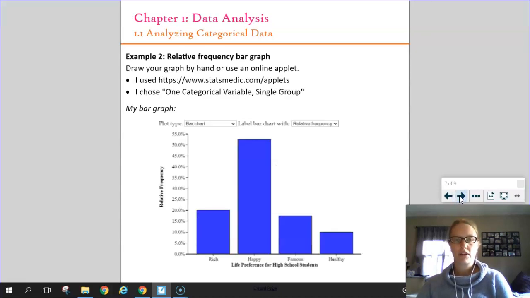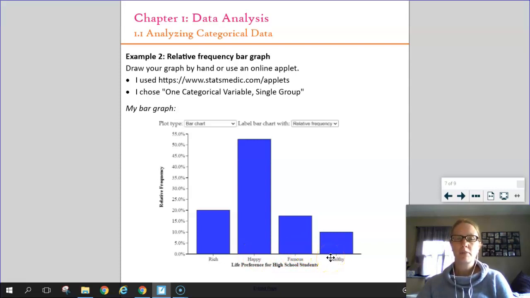Here's what my bar graph looked like. From this bar graph, I can see on the left side the relative frequencies. Notice the scale starts at 0 and goes up by 5% each time and is labeled relative frequency. At the bottom, I've labeled the axis the life preference for high school students, and you can see my 4 categories: rich, happy, famous, and healthy.